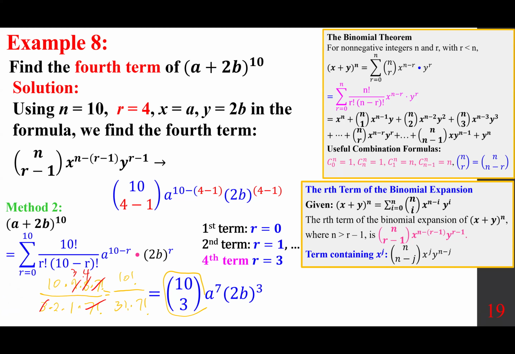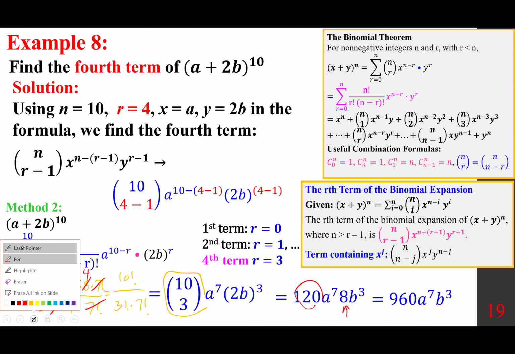Make this one 3. 8 becomes 4. 2 goes away. And 12 times 10 is 120. That's what we have here, times 8, 960 a to the power of 7, b cubed. You don't have to do this by hand, but I'm showing you doing it by hand is really not too bad, everybody. It's not that difficult.